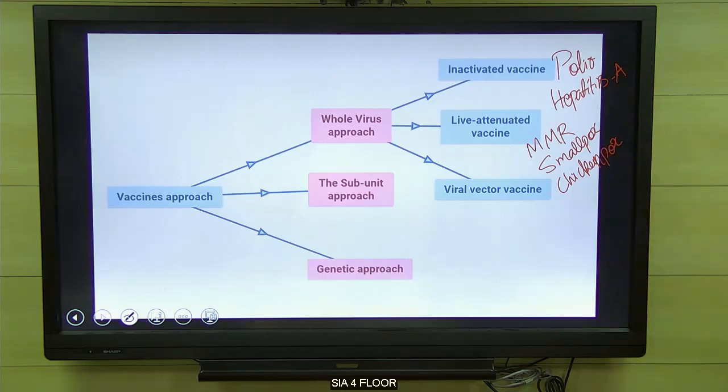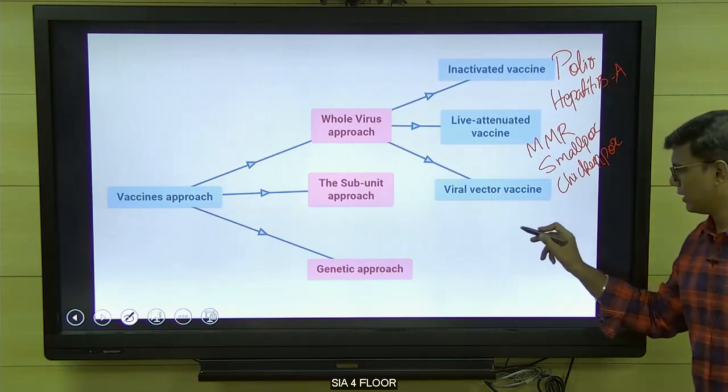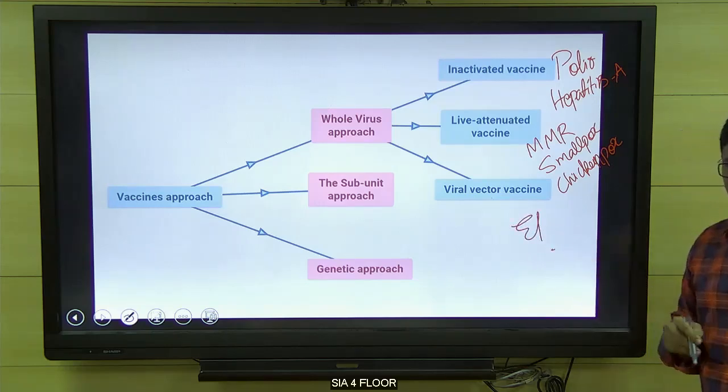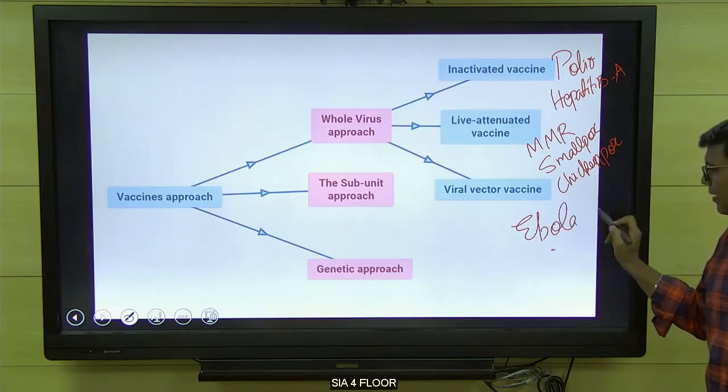Coming to viral vector vaccines, the name itself says vector, which means an unharmful virus is going to be used as a carrier for immune response. Basically, it will send information to the immune system on how to trigger the immune response. So, an unharmful virus is used to carry proteins that trigger an immune response. Ebola is an example. The Ebola vaccine we were talking about is a viral vector vaccine.